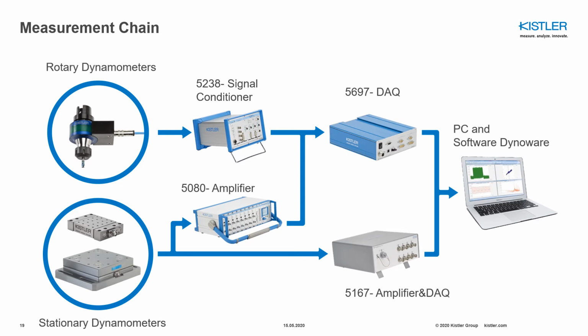If you talk about the measurement chain, depending on whether you are using a rotary or a stationary dynamometer, you have different options. For the rotary dynamometers, you need signal conditioning, a data acquisition system, and the connection to your PC, for instance our software DynoWare. If you have a stationary dynamometer, you can connect it to an amplifier and the data acquisition system, or directly to LabAmp, which is a combination of amplifier and data acquisition system. Later on, connect directly to your PC.